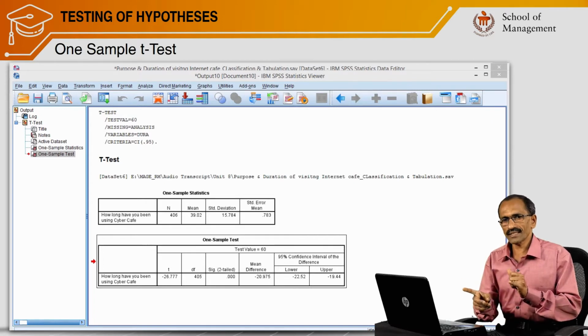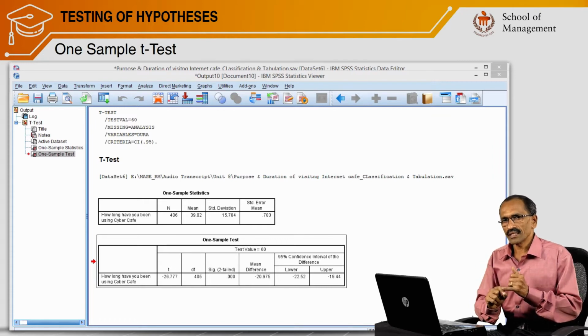In our example, the purpose of analysis is to compare the assumed mean with the actual mean. What is meant by assumed mean? For example, the data is interval or ratio. The researcher may have some hypothesis, that is, this would be the average value.